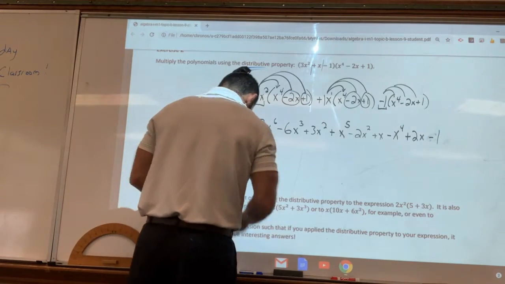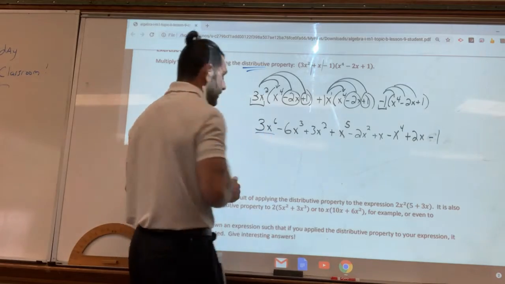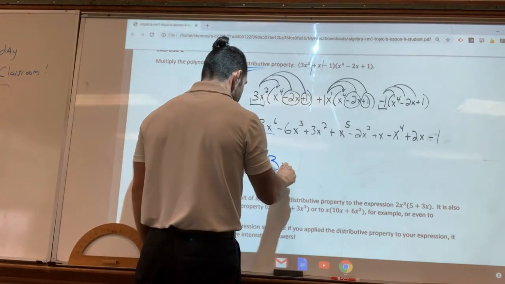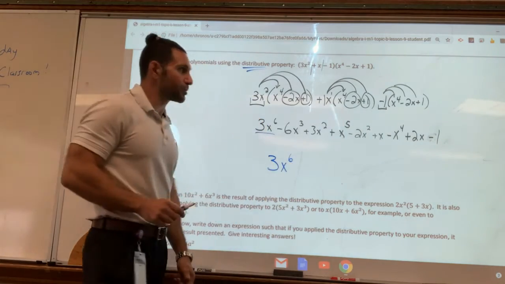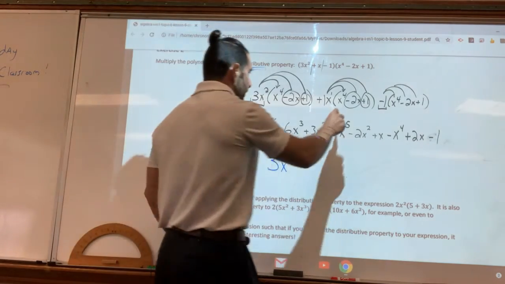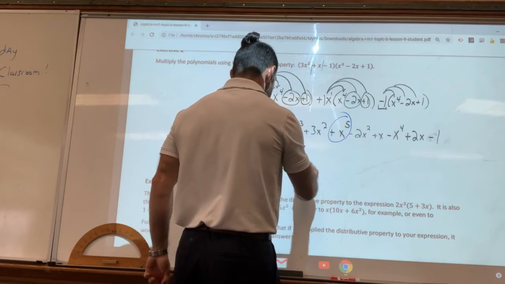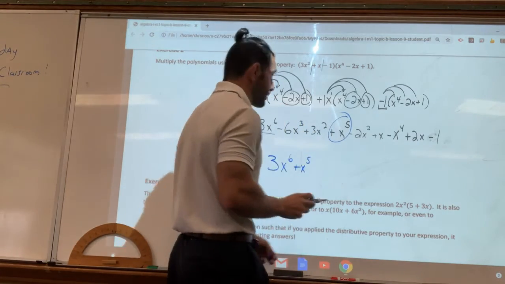So let's start doing some colors. Do I have any x to the sixths? No. That's my largest degree. It comes first. The next one is x to the fifth. Do I have any other x to the fifths? No. So it comes down. X to the fourths.